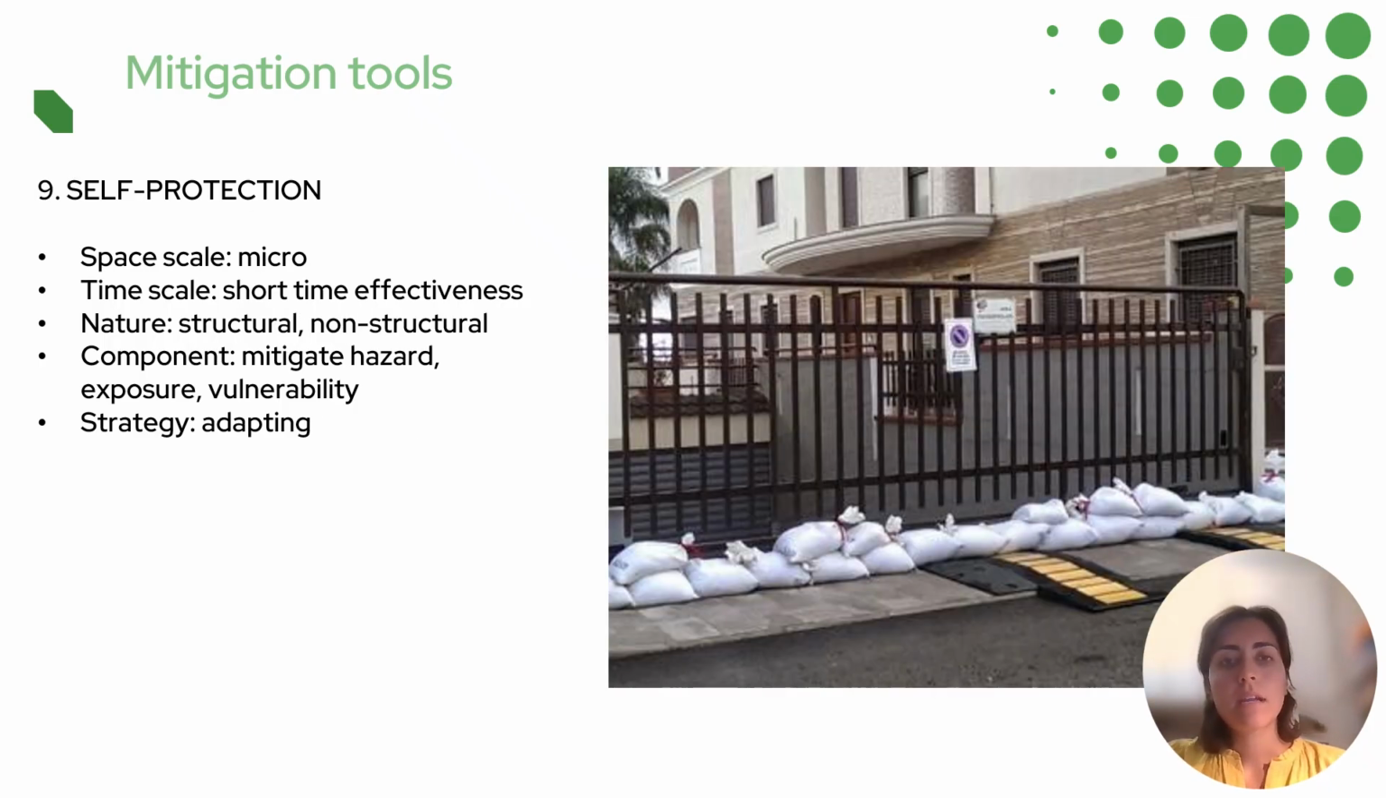Individual citizens can also play a role in flood risk mitigation through self-protection. Examples include using sandbags, installing temporary barriers, or elevating valuable objects above ground level. These are small-scale, micro-level actions, but they can make a big difference at the household level. They can be either structural or non-structural, depending on the solution. Their effectiveness is short-term and tied to a single event, but they represent a concrete example of shared responsibility between institutions and citizens.